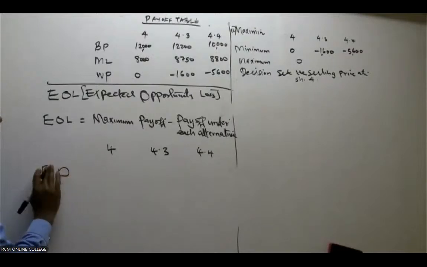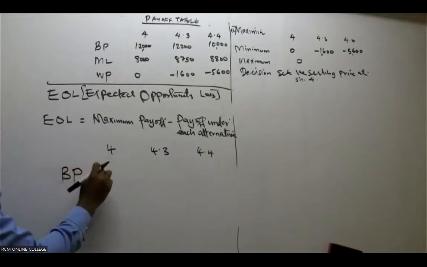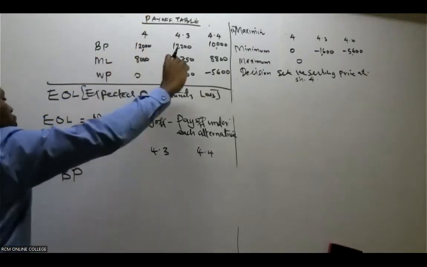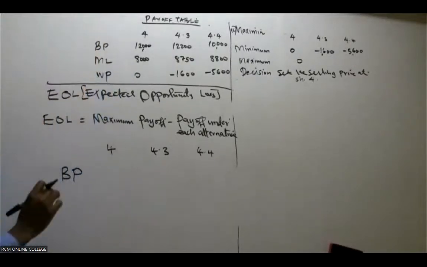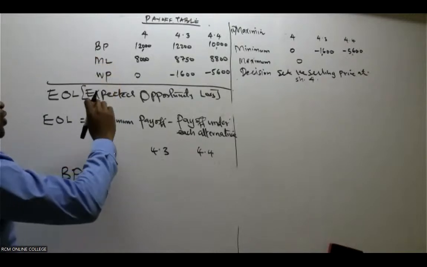Under best possible, have it somewhere here. So now you're not going to look at it vertically, but you're going to look at it horizontally. So my question is, when you look at the best possible, which one is the highest net profit? Highest net profit. 12,200. So that is what you are going to use to get now what you are going to lose.